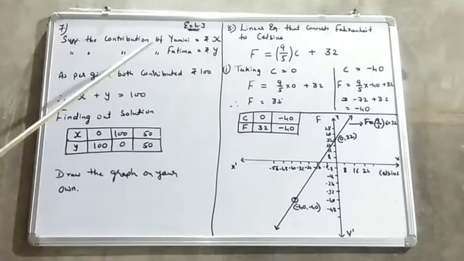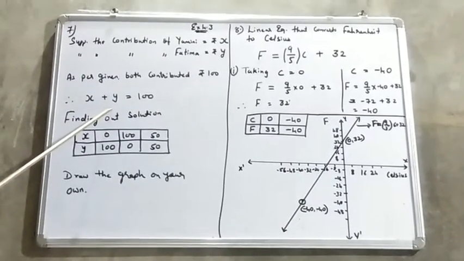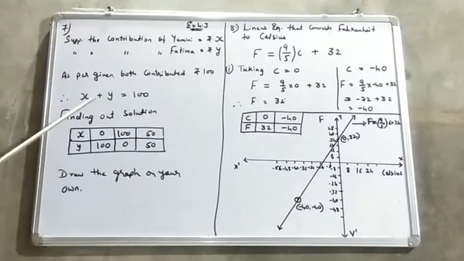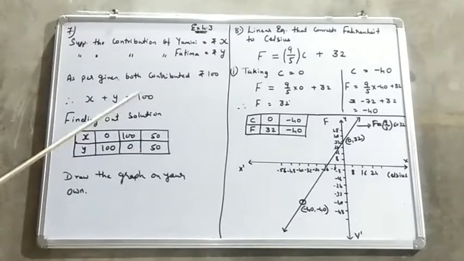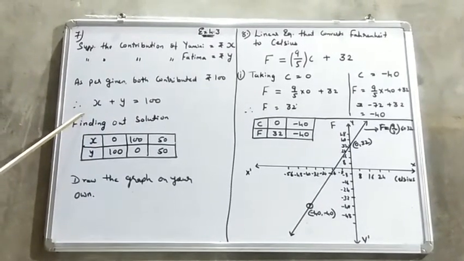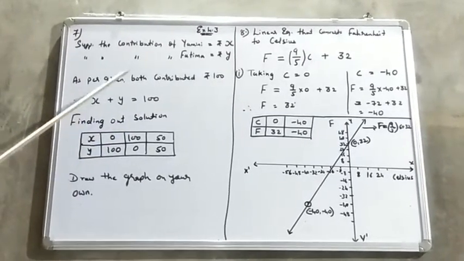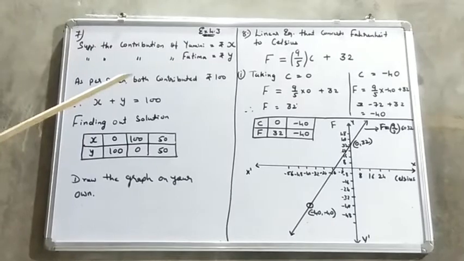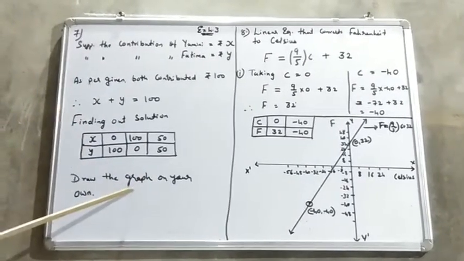It may be that Yamini might have given 30 while Fatima contributed 70. It may be that both of them gave rupees 50-50 and it came out to be 100. But in short, the total amount contributed by both of them came out to be 100. So this is the equation which satisfies the given information. Now we have to find solutions because we have to draw the graph.